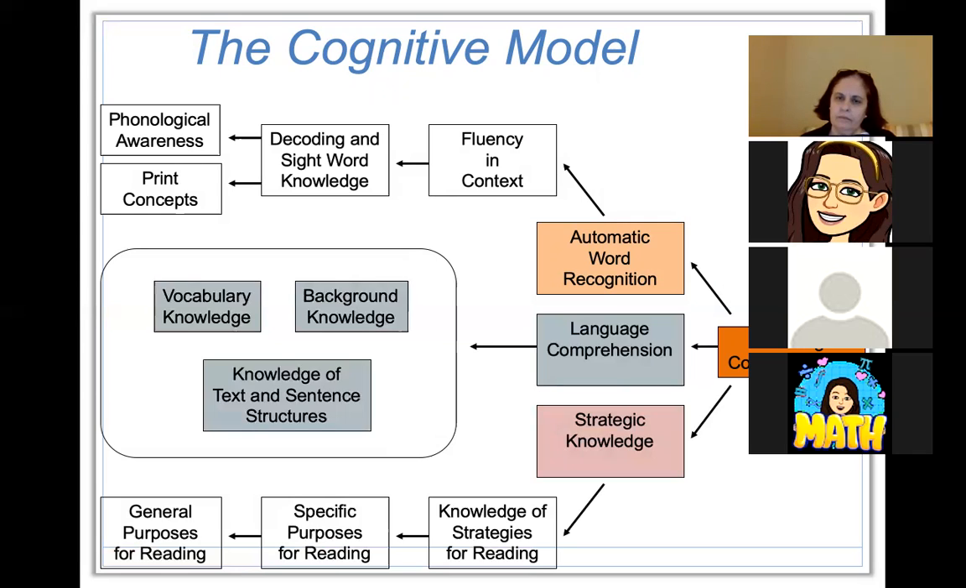So it's very difficult to determine the meaning of a word based on context. Background knowledge is another component within language comprehension. If I don't know what the beach is, and I hear someone say that they went to the beach and played, I may not understand what that means. And finally, knowledge of text and sentence structures is important.